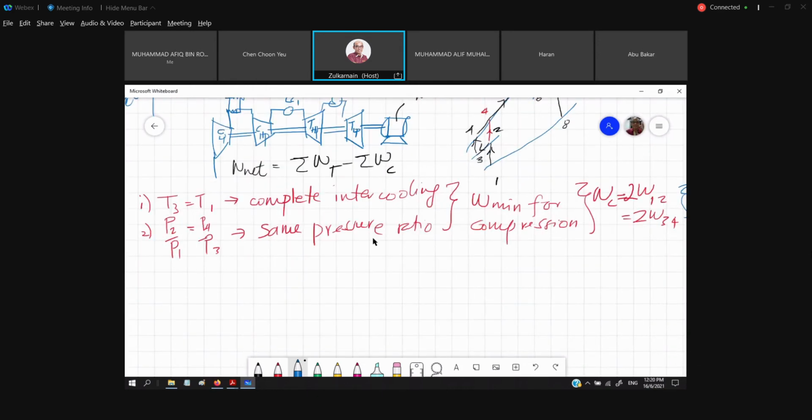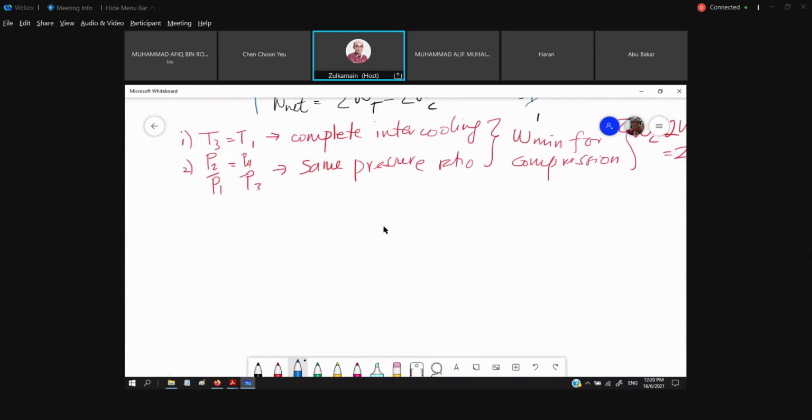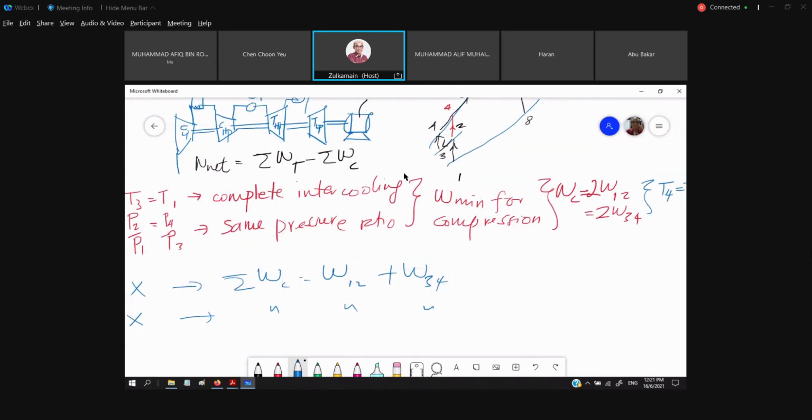So if number one is not fulfilled, then you have to get the work for the compressor as work 1-2 plus work 3-4. If only number two is not fulfilled, again, you need to get the individual work. You cannot combine it as the work of the compressor equal to 2 multiplied by work 1-2, or 2 multiplied by work 3-4. This is only for when both cases are fulfilled in the same plant. At the same plant. So take care of that.